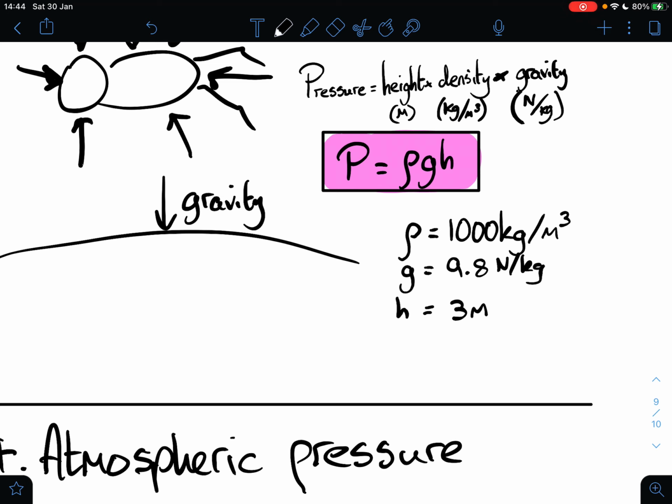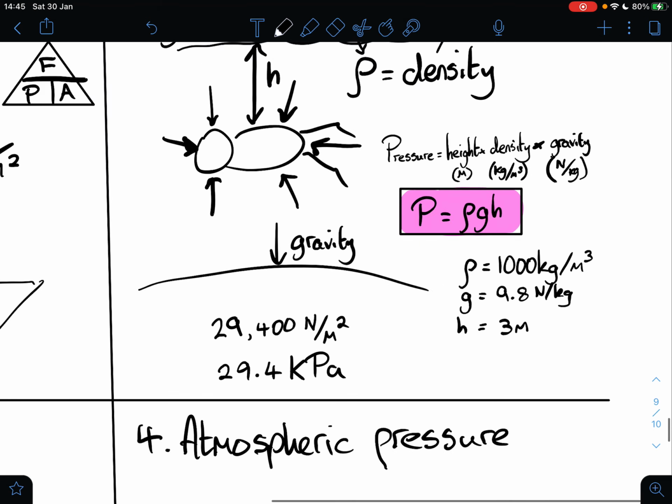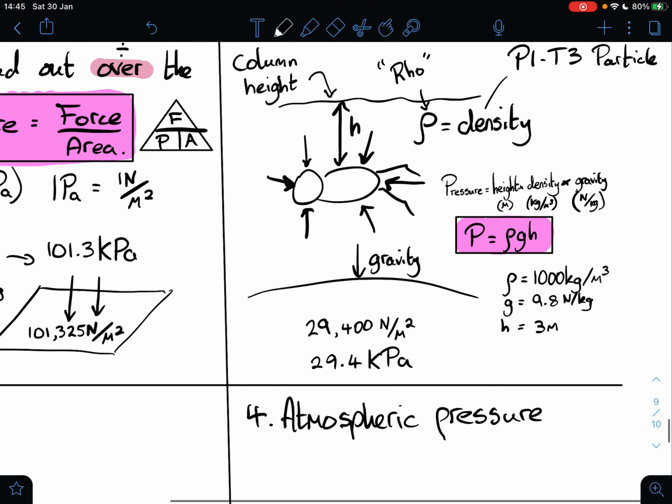Okay, and you've pressed play, and so we times them all together. We end up with an answer of 29,400 newtons per meter squared, or we could say 29.4 kilopascals. About a quarter of atmospheric. Remember, atmospheric was 101. So about a quarter of atmospheric pressure if you swim 3 meters down. And that's why you can feel it in your ears.